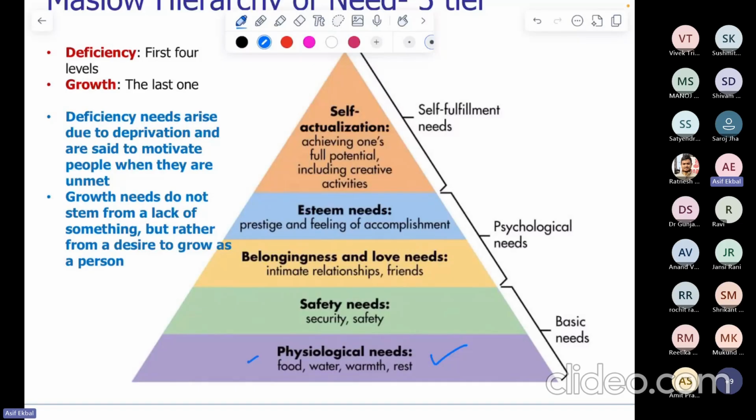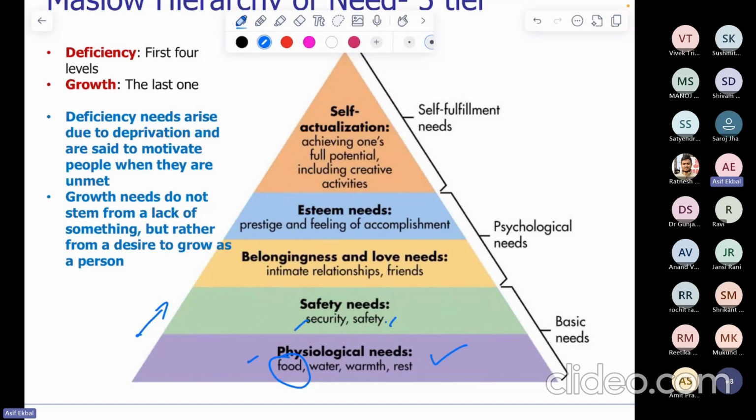Then we go to the higher level in the brain, which thinks about safety, like for example, your security, your safety. So this becomes important. But for example, if food is not there, if you are hungry, then you don't worry about security and safety, right? So we think about security, safety when these are met.